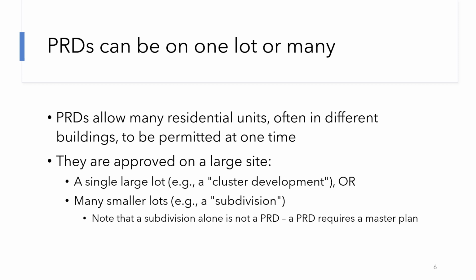PRDs can allow many residential units, often in different buildings, to be permitted at one time, and they're approved on large sites usually. It can be a really big lot, like a 10-acre lot, or it might be part of a subdivision or a collection of smaller lots. Please note that subdivision alone is not qualification for a PRD. A PRD must have that element of a master plan.